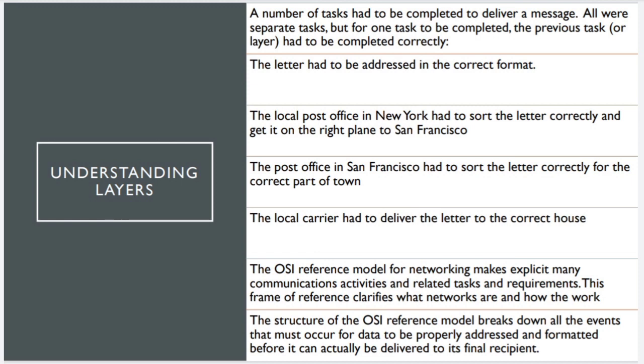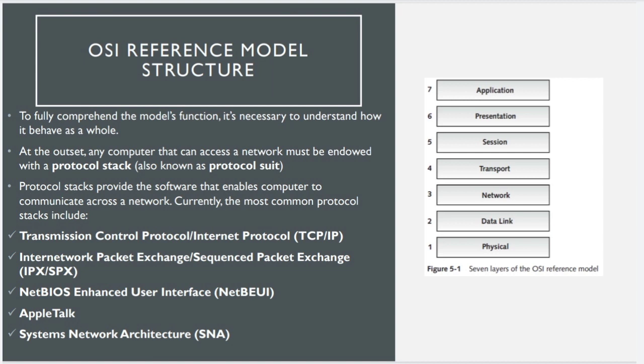The OSI reference model for networking makes explicit many communication activities and related tasks and requirements. This frame of reference clarifies what networks are and how they work. The structure of the OSI reference model breaks down all the events that must occur for the data to be properly addressed and formatted before it can actually be delivered to its final recipient. To fully comprehend the model's function, it's necessary to understand how it behaves as a whole.